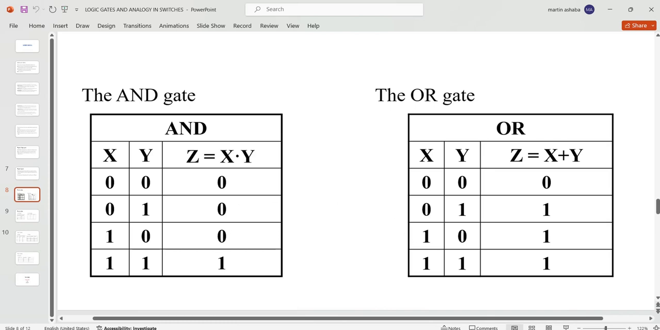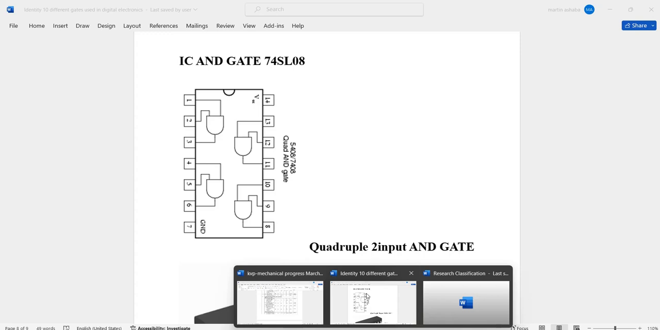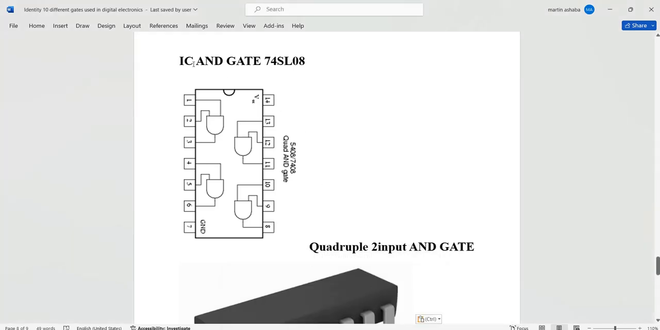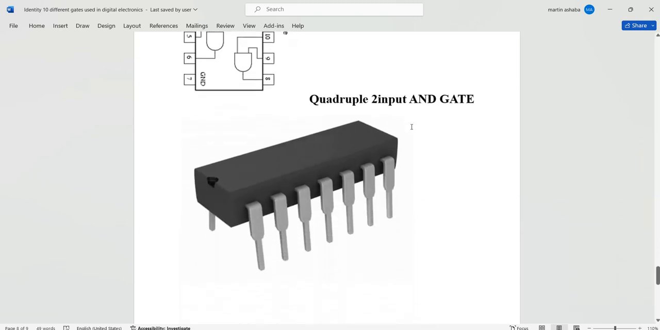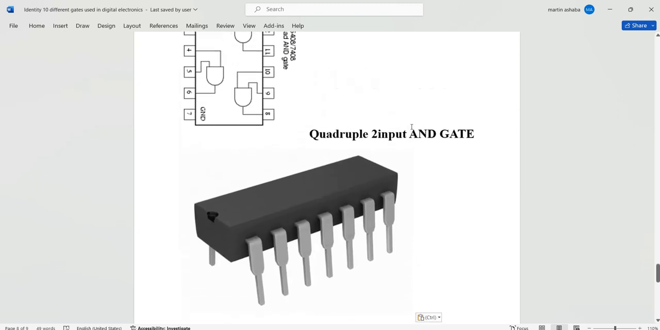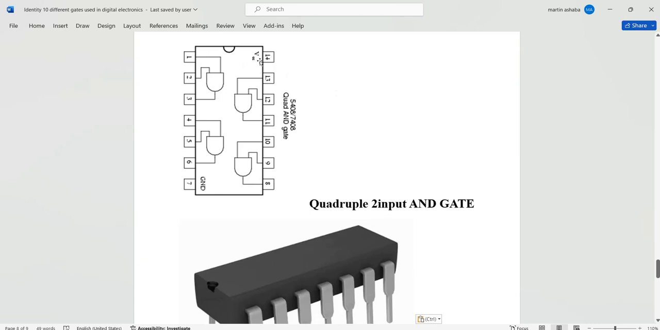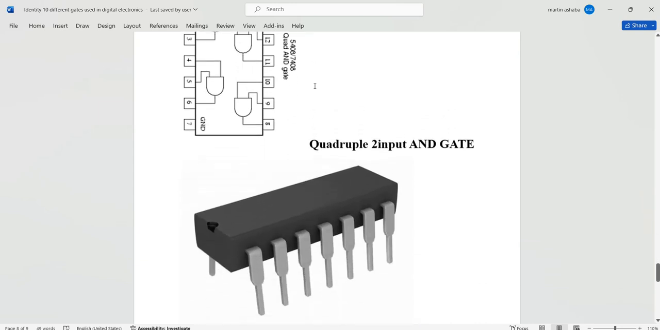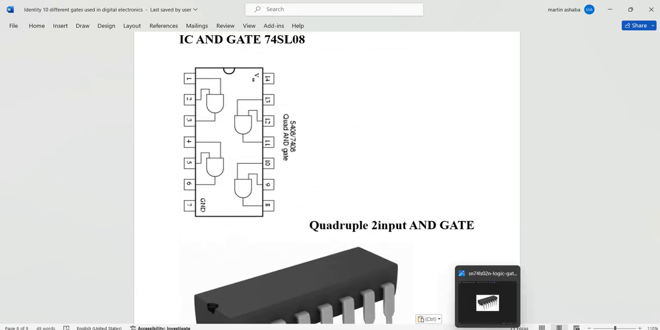So we are going to do this in Multisim, but now using the integrated circuit. This is a quadruple two-input AND gate because it is manufactured or designed out of four AND gates, but each of the four AND gates accepts two inputs. So the integrated circuit resembles this and has pins 1 up to 14, whereby 7 is the pin which is connected to the ground and number 14 is connected to the power supply. So let's go to our simulation environment and implement this.